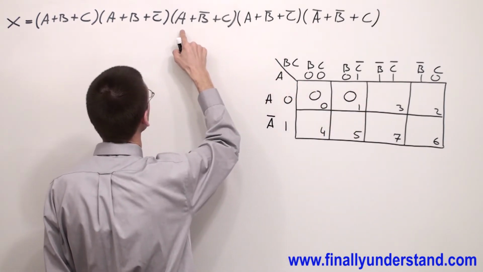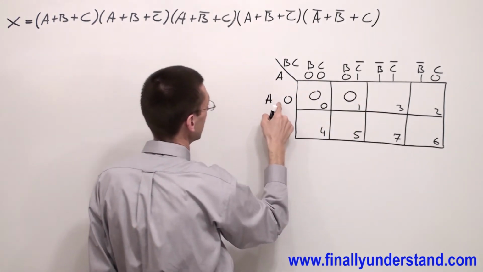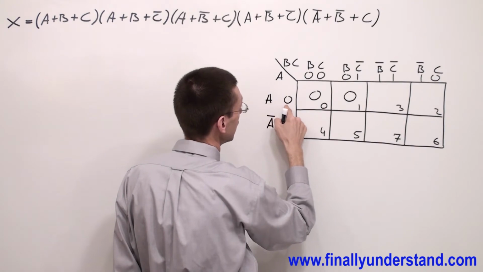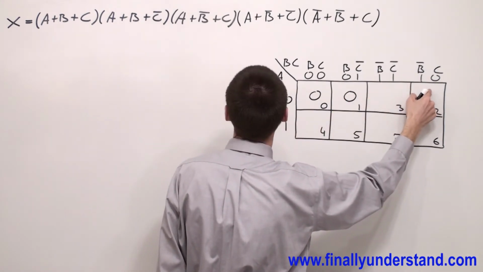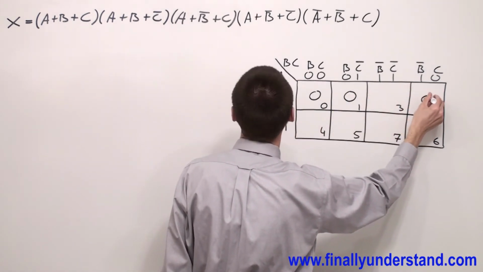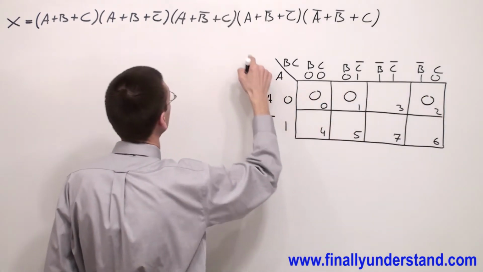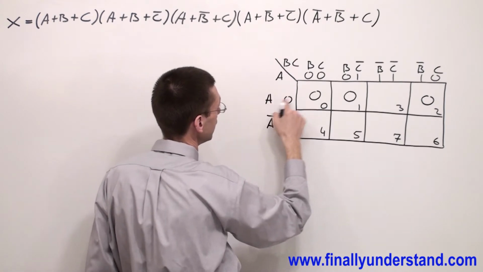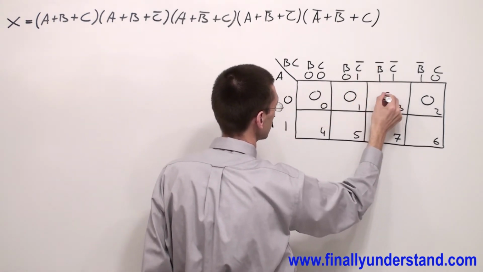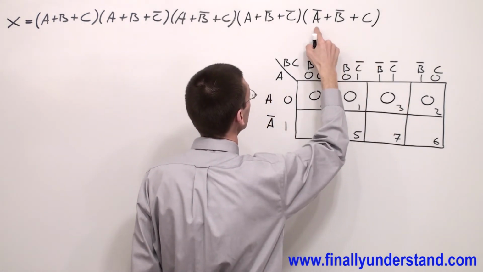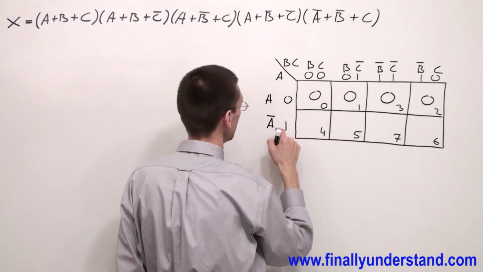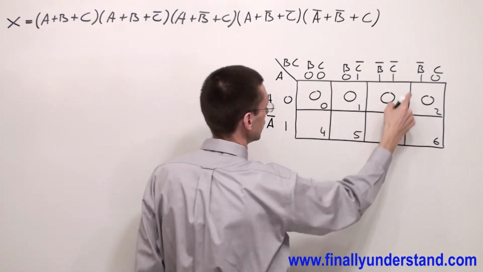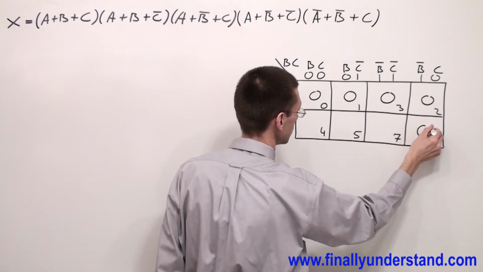I have A, B naught, C. Another 0 over here. And I have A, B naught, C naught. I have another 0 over here. I have A naught, B naught, C.